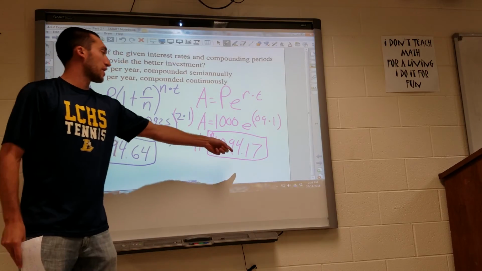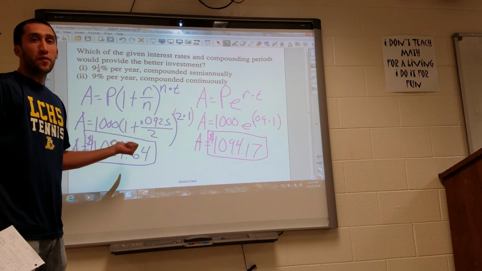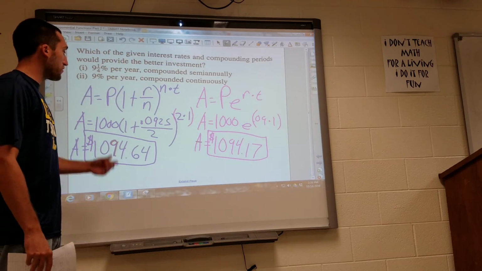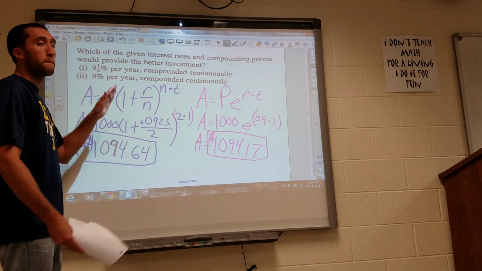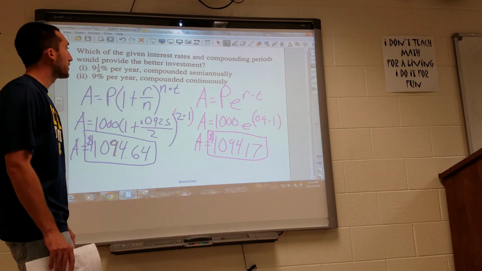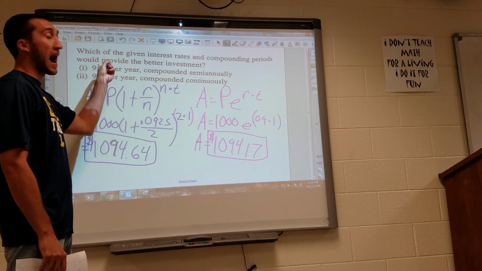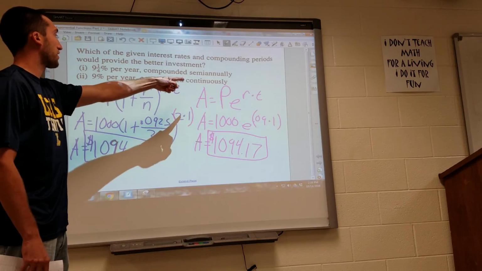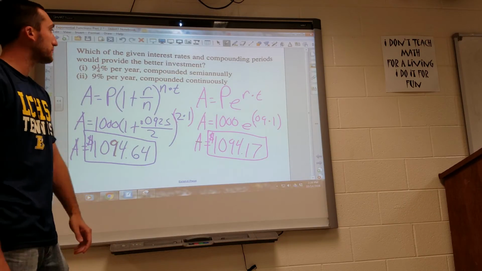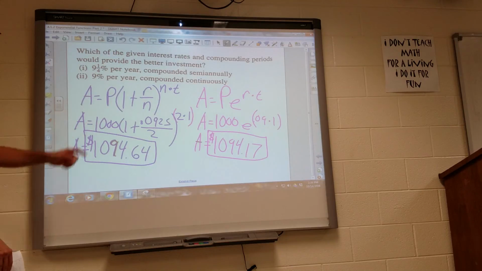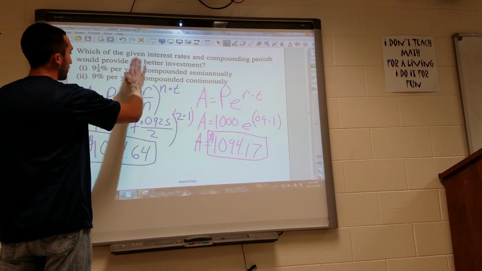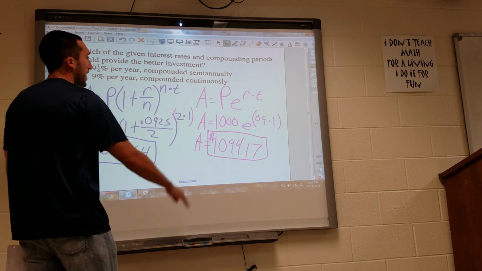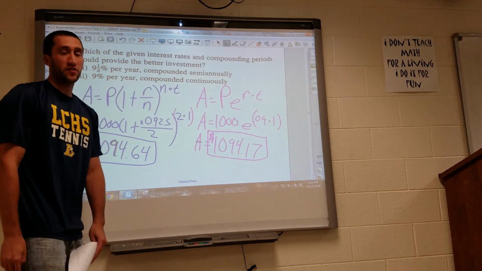Right here, it didn't make a whole lot of difference. It only made a certain number of cents difference. But if you had more money invested over more time, you would see a much bigger gap between compounding semi-annually at a higher percent than you would compounding continuously at a lower percent. So I would choose the compounded semi-annually. That's all the question was really asking. But it allowed us to use our compound interest equation and our continuously compounding interest equation.